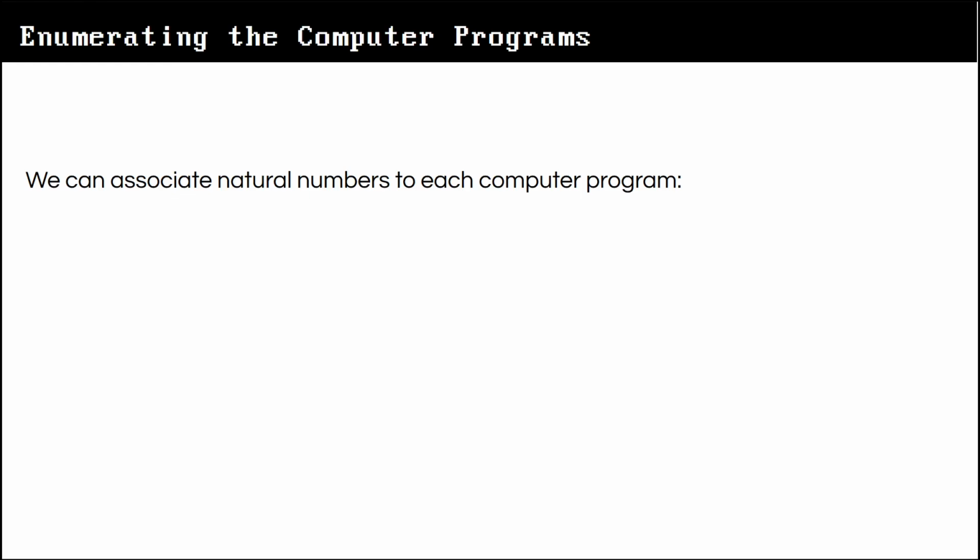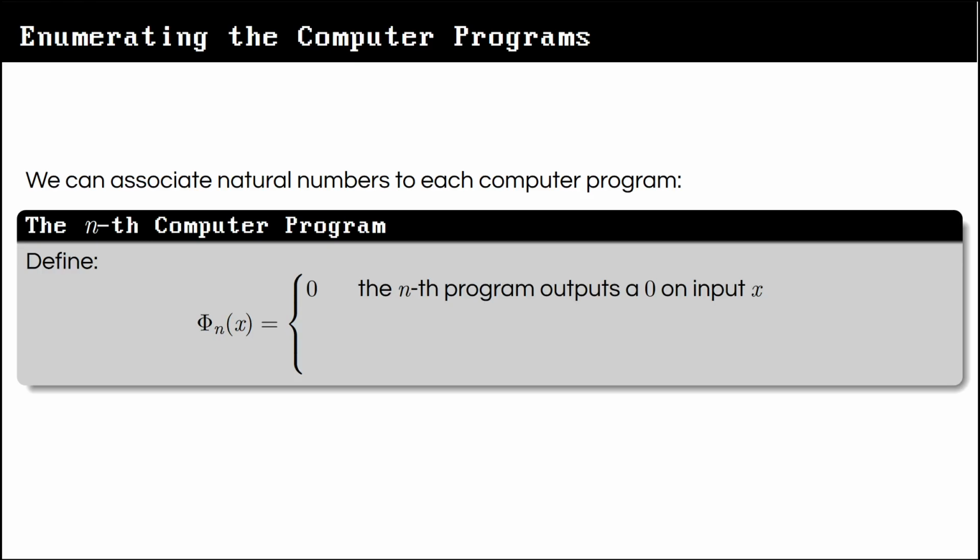Computer programs are just strings, which again computers store in binary, and so we can interpret as corresponding to natural numbers. As such, it makes sense to talk about the nth computer program. Take the number n, translate it into a string, and interpret that as a computer program. I'll call this function phi sub n. So phi sub n of x will be 0 if the program, when we input x, gives us 0, and it'll be 1 if the program gives us 1.